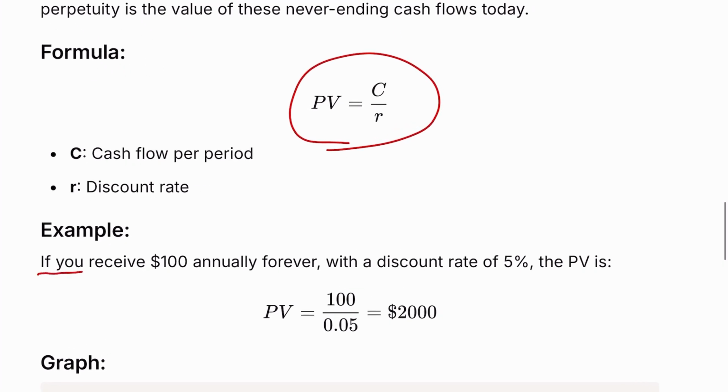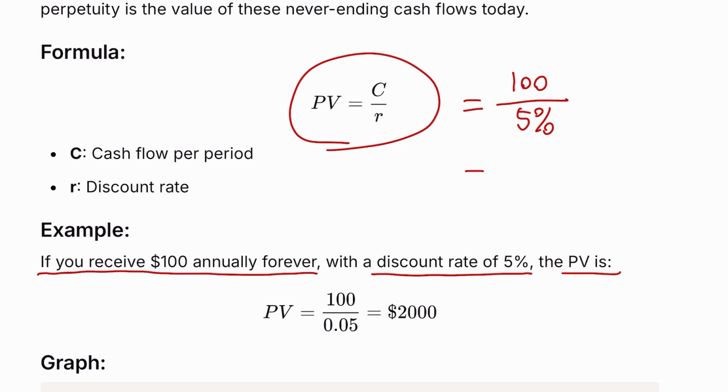For example, if you receive $100 forever with a discount rate of 5%, the present value is just the cash flow, $100, divided by the discount rate, 5%. It should be 2,000. Not difficult at all, right?